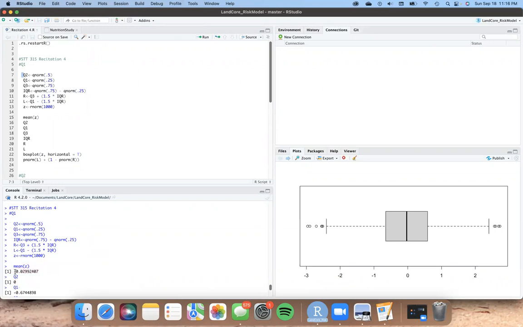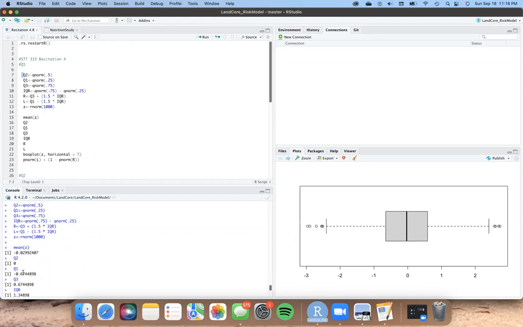I know this isn't a perfect 0, but this is because R generates a random distribution, so it's not always perfectly 0 in R. But standard normal means that the mean is 0. But anyways, the median is 0, and you can do qnorm of 0.25. Sorry, qnorm of 0.5, and that will give you Q2, so here.